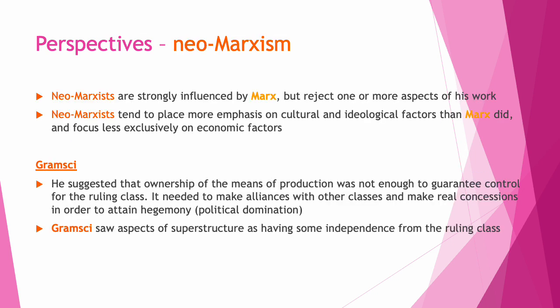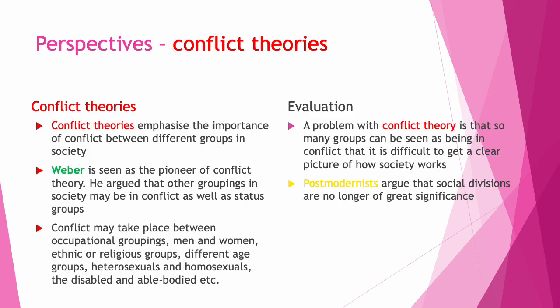Neo-Marxists are strongly influenced by Marx, but reject one or more aspects of his work. Neo-Marxists tend to place more emphasis on the cultural and ideological factors than Marx did, and focus less exclusively on economic factors. Gramsci suggested that ownership of the means of production was not enough to guarantee control for the ruling class. It needed to make alliances with other classes and make real concessions in order to attain hegemony. Gramsci also saw aspects of the superstructure as having some independence from the ruling class.